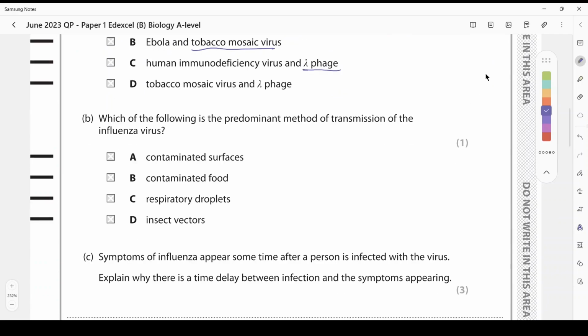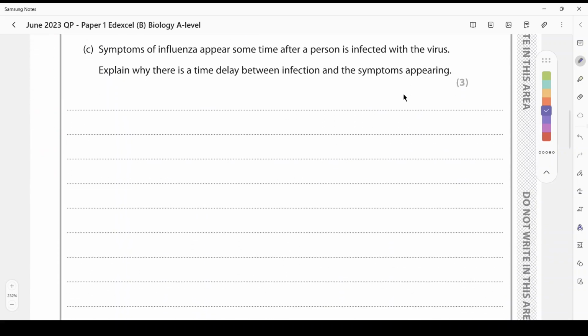Which of the following is the predominant method of transmission of the influenza virus? So this would be respiratory droplets. Right, so things like sneezing, for example, or coughing is another one as well. All right, let's move on to part C.